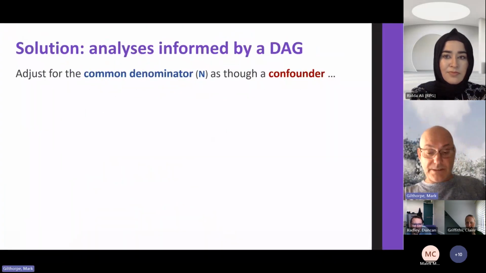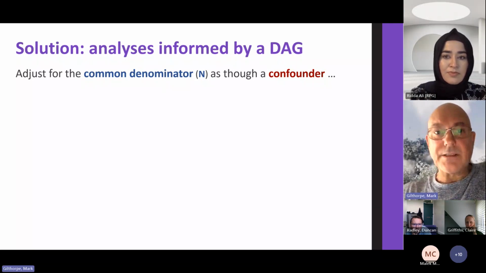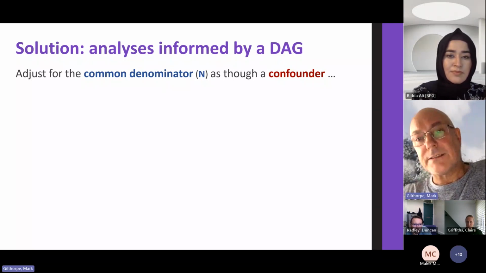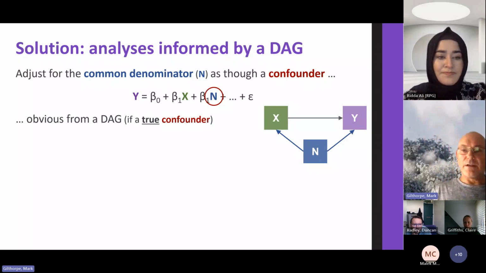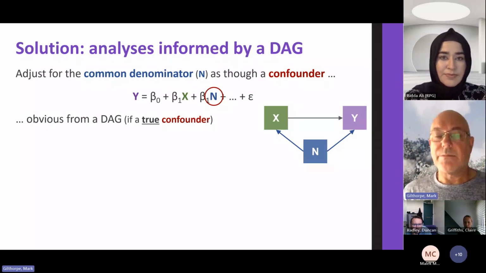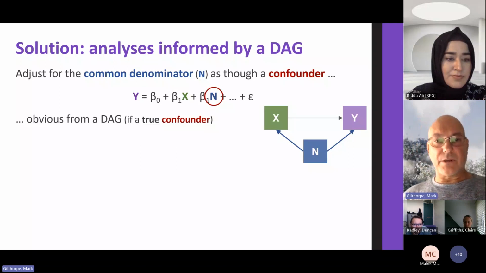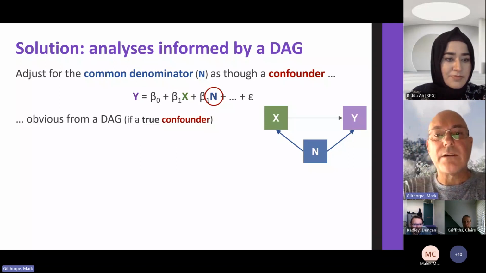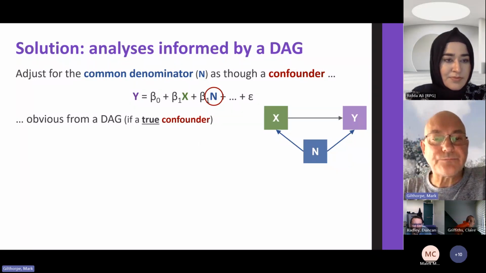So the solution, well, I would say all analyses should be informed by a DAG, but the solution is to think about this as we've already identified. It's a common denominator acting as a confounder. So it's perfectly reasonable, if you've got a confounding situation where N confounds the exposure and the outcome, to remove its spurious correlation or effects, you condition on it. And so by including it in the regression model like this, you see that you have N purely on the one side now. And this is fairly obvious from a DAG, if, of course, N is a true confounder.